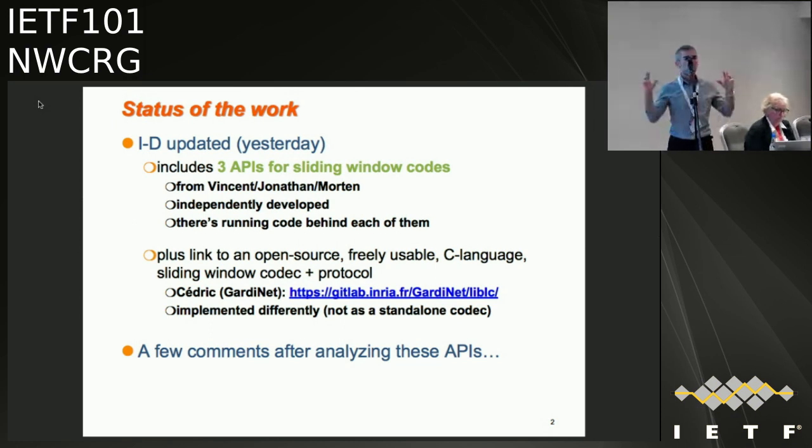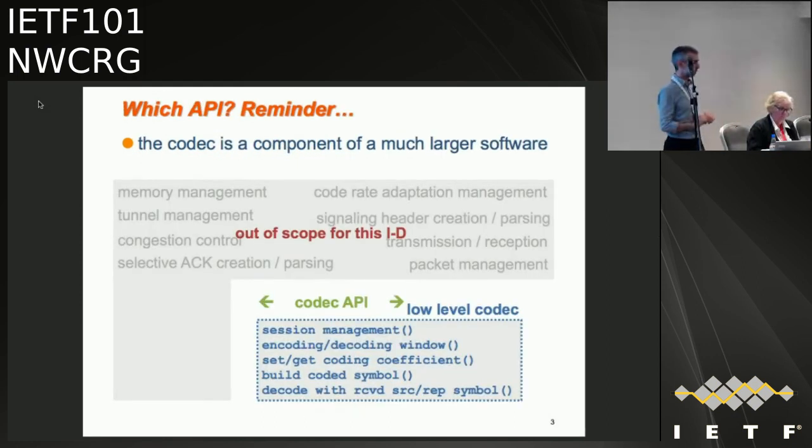Anyway, so we have analyzed all of them, and we came with a few preliminary conclusions on several questions that I would like now to introduce to you. They are not in the document.